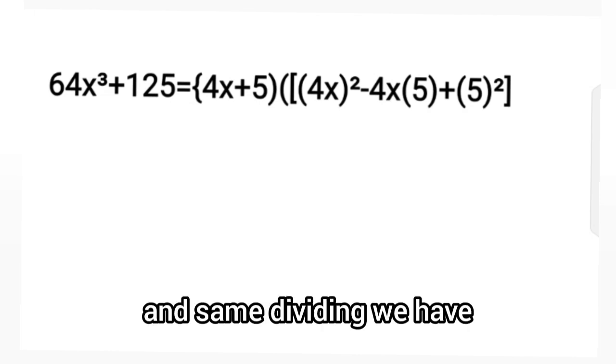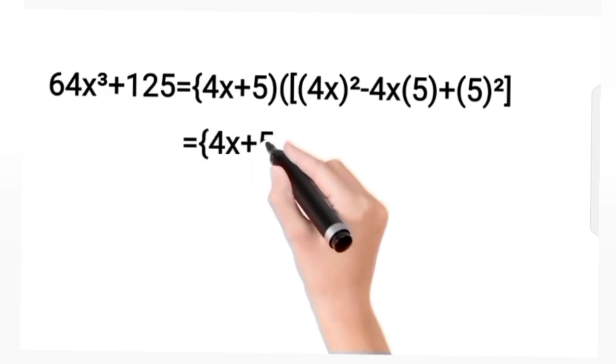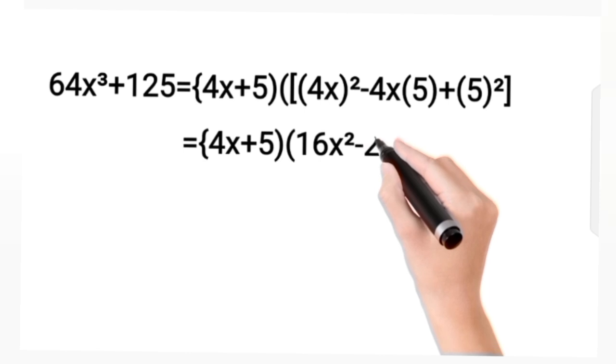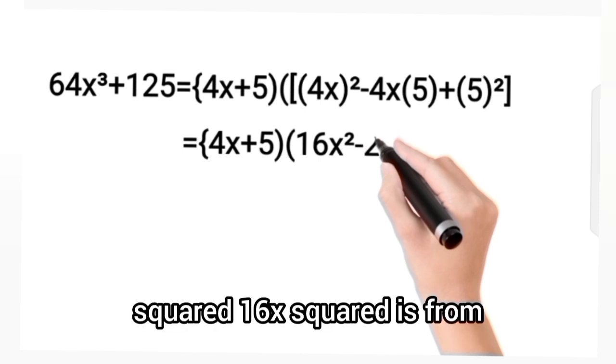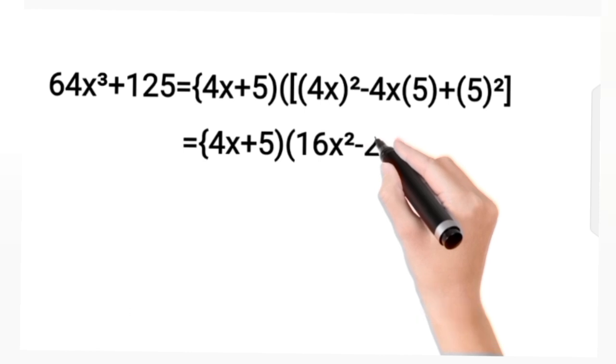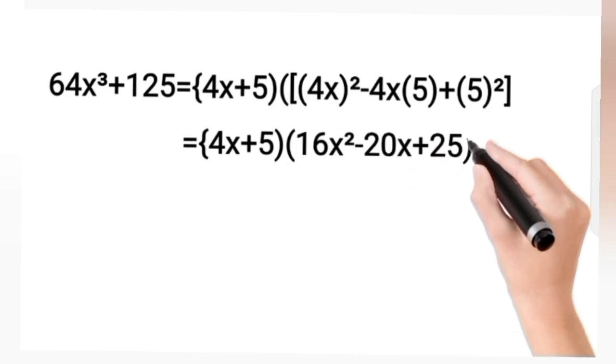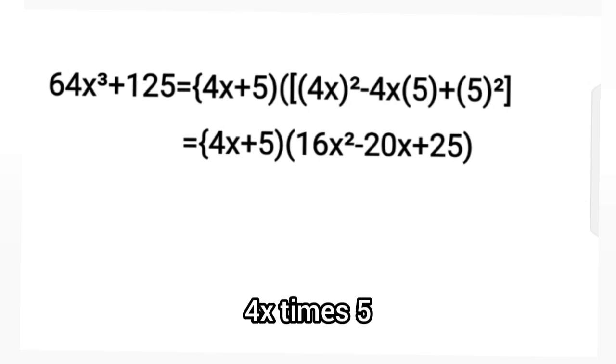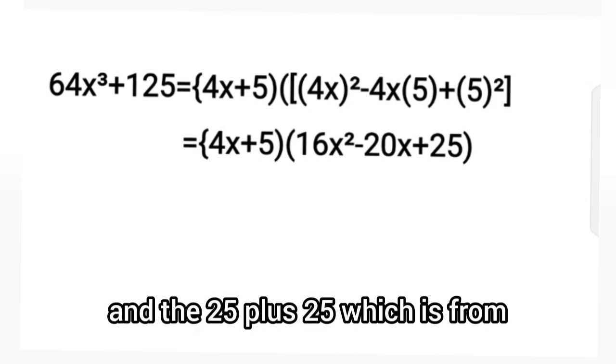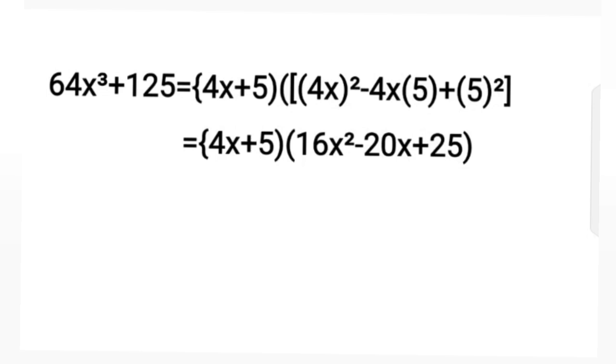And simplifying we have 4x plus 5 times 16x squared. 16x squared is from 4x squared, minus 20x. 20x is from 4x times 5, and the plus 25, which is from 5 squared. That's how to factor the sum of two cubes.